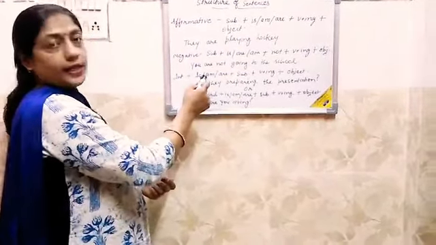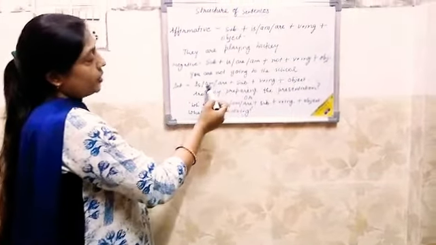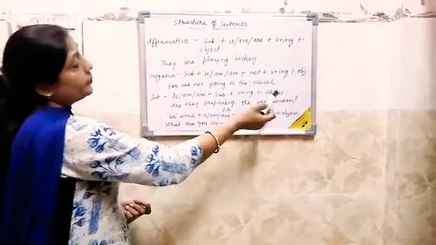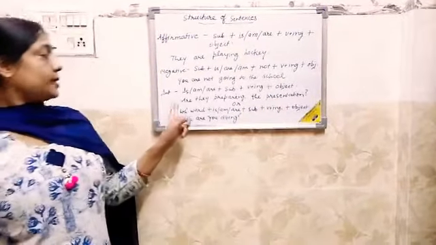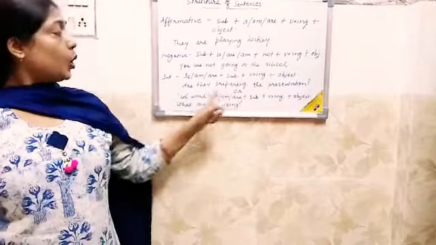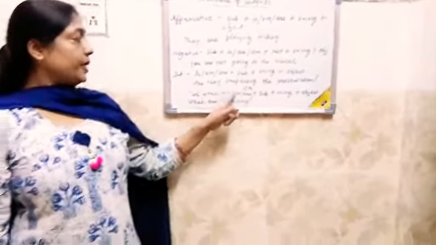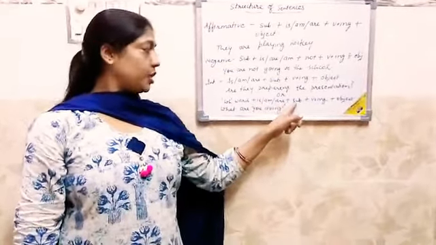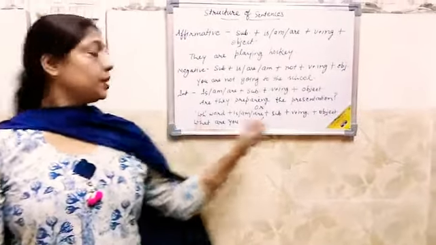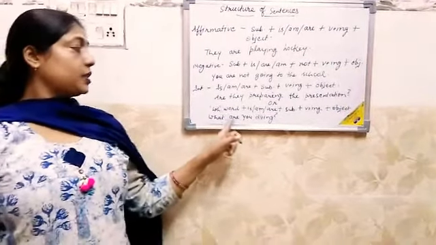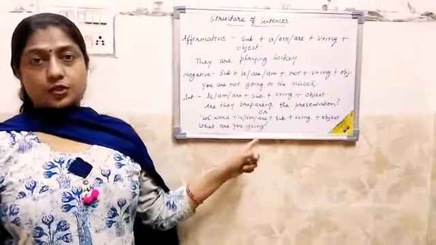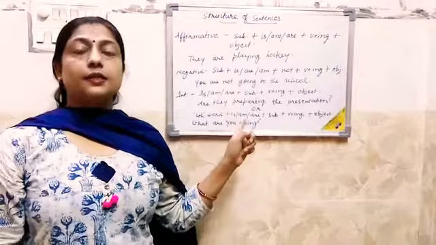It is used in the beginning before the subject: is, am, are plus subject plus ing form of verb and then object. Example, are they preparing the presentation? Or WH word plus is, am, are plus subject, then ing form of verb, then object. For example, what are you doing? So this is the structure of present continuous tense.